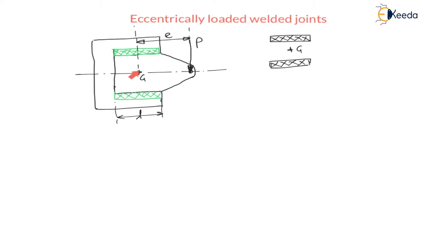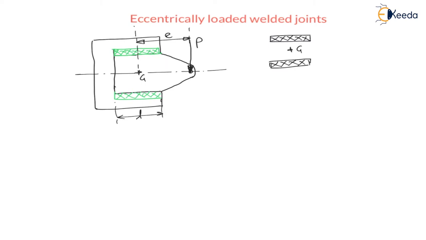And from this G, the load is at distance E, where E is called eccentricity. Now, can you say this load P, we can directly put at G, but along with this force, we have to transfer the moment created by that force. Therefore, here at G, there will be a moment of magnitude P into E, and this moment is acting as a twisting moment, because this moment is trying to rotate the other plate. Therefore, it is acting as a twisting moment, which is called a torque.